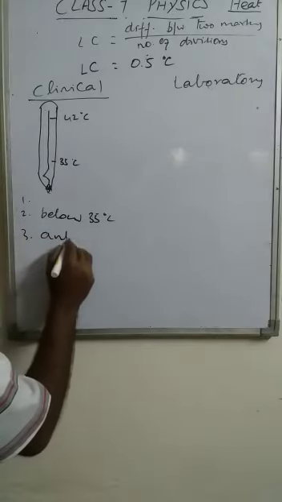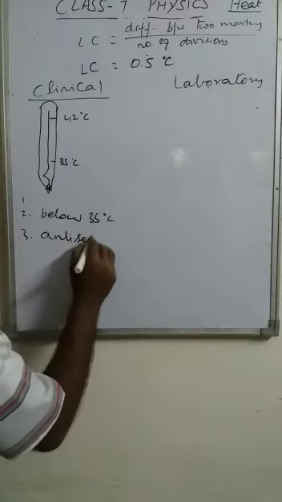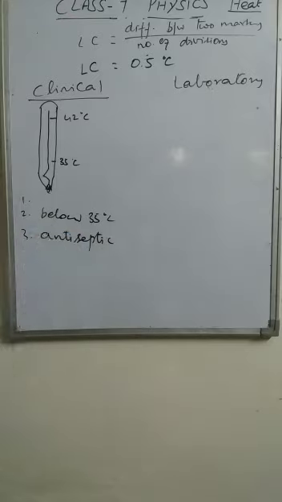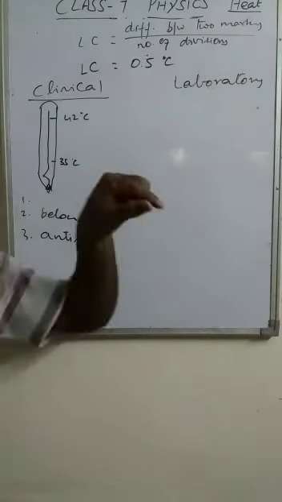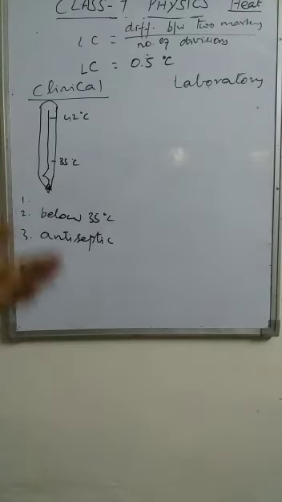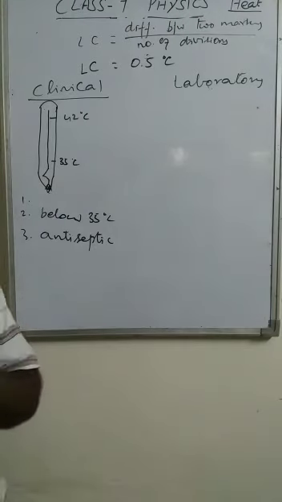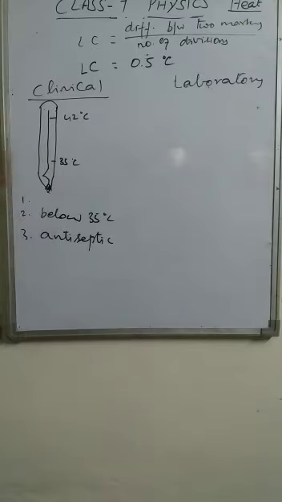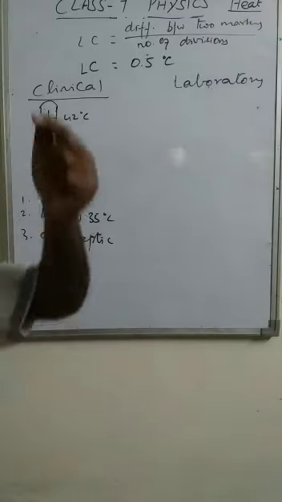Then coming to the next precaution, this thermometer is put into the mouth of a patient, and the doctor waits for a minute till the mercury level reaches and comes to the same temperature as the patient's body. After 1 minute, the doctor removes the thermometer and sees it.